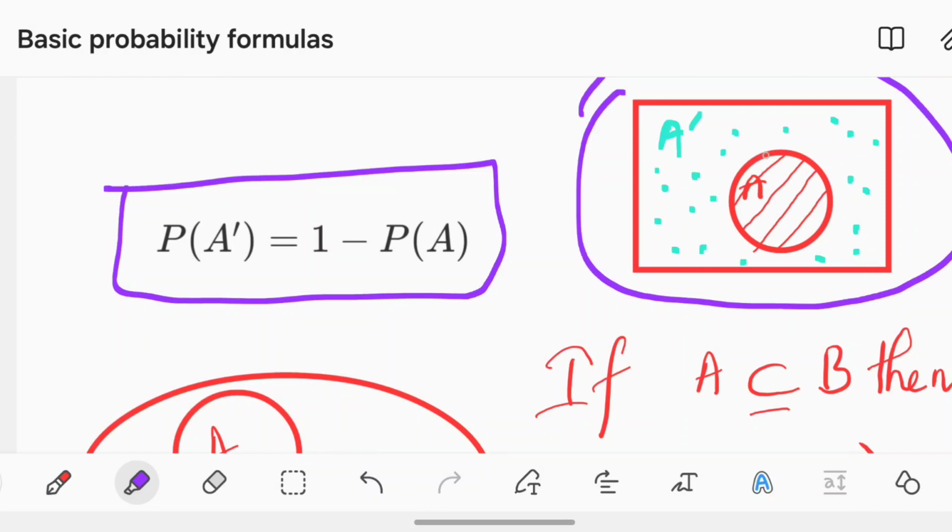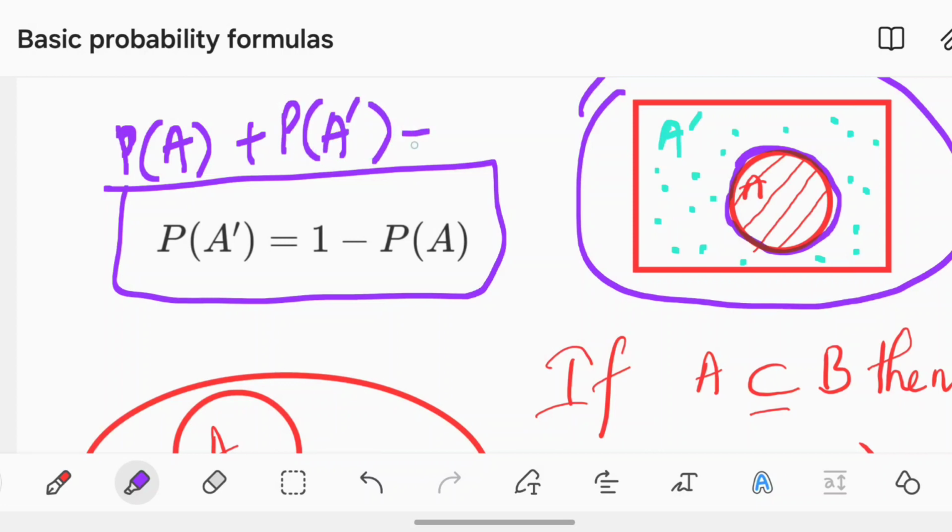And now A is the event right here, and A prime is the complement region. And you see the union of the two is the whole space. So that's how we have P(A) plus P(A prime) equal to 1, and that's the reason for this formula.